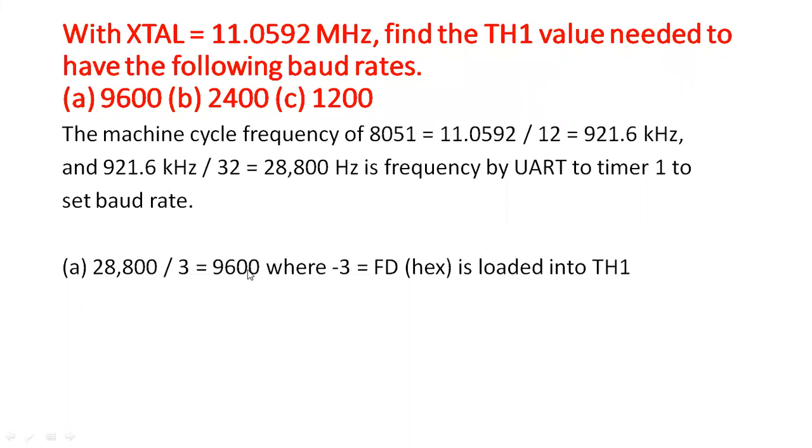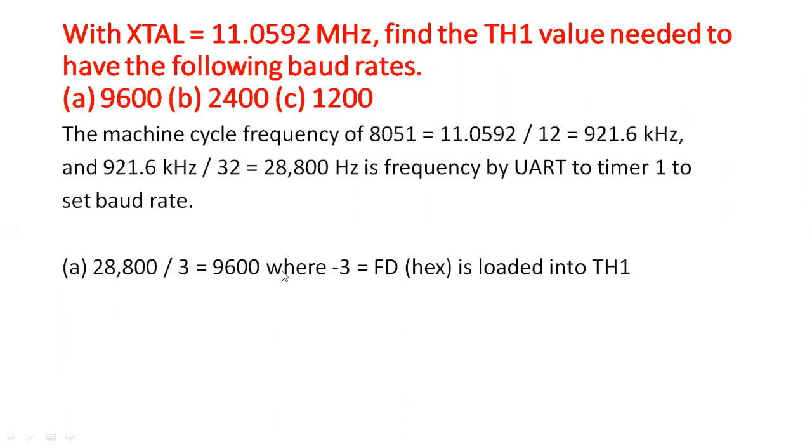This 3, if you want to use timer 1, what value should you load? Timer 1 means the value will be 65,536. 65,536 minus 3, you will get 65,533. This value you should convert into hexadecimal, then the upper value, that means the TH value, will be loaded with FF and the TL value will be loaded with FD. If you use mode 2 operation, that is 8-bit, then you can load the value FD. So this 3 comes like this, right?